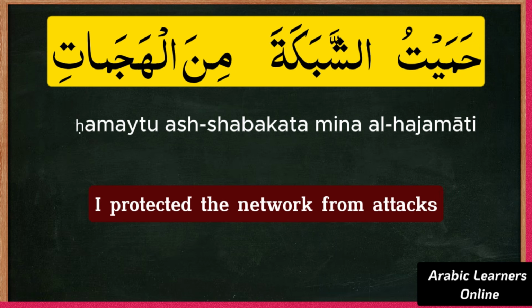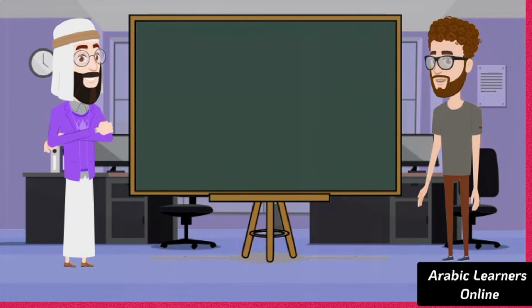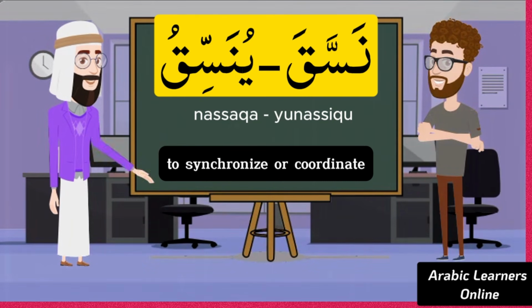Again in Arabic. حميت الشبكة من الهجمات. Breakdown. حميت, I protected. الشبكة, the network, object. من الهجمات, from attacks. For syncing devices, I synchronized my phone with the cloud. The verb here is نسق ينسق, which means to synchronize or coordinate.